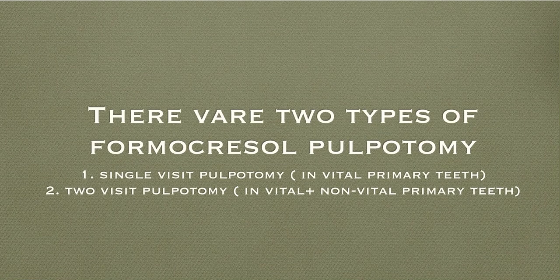Then there are two types of formocresol pulpotomy. We have the single visit and the 2-visit pulpotomy. Just to know, there are no big differences between them. The single visit has been used for vital primary teeth, and the 2-visit pulpotomy for vital and non-vital primary teeth.